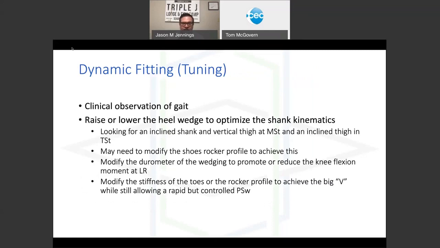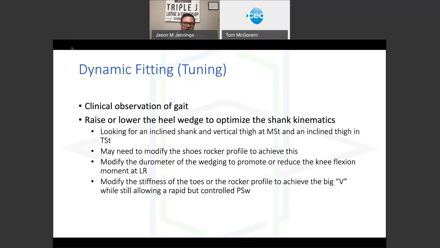So as we start to clinically observe the patient's gait pattern now, things that we can do to continue tuning are raise or lower the heel wedge to optimize what we call the shank kinematics, how it's moving through space. We're looking for an inclined shank and vertical thigh at mid stance and an inclined thigh in terminal stance. But how fast did it get there? Is it uncomfortable for the patient? Can I slow it down by changing the density of the wedge or the height of the wedge?